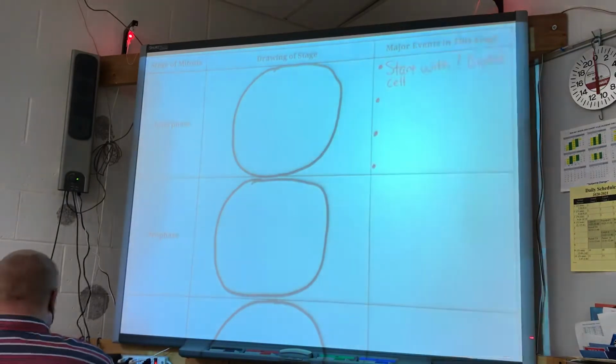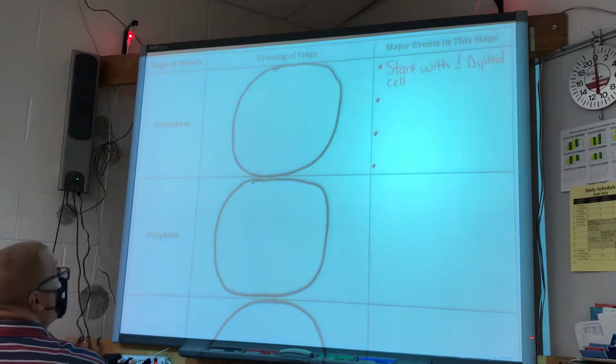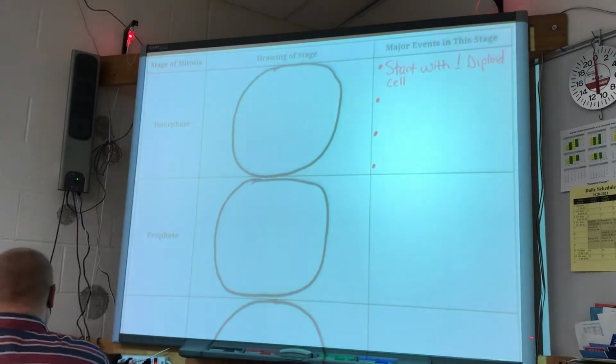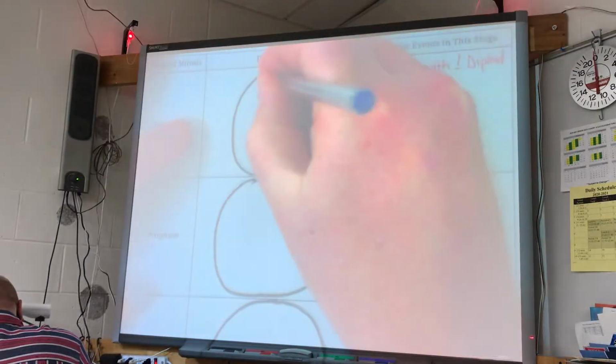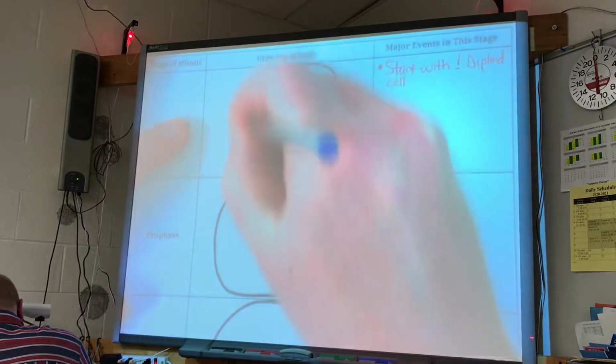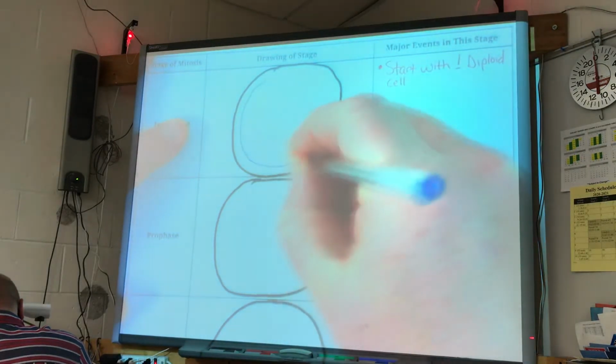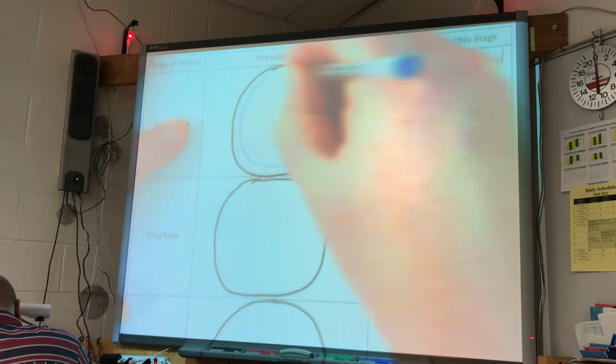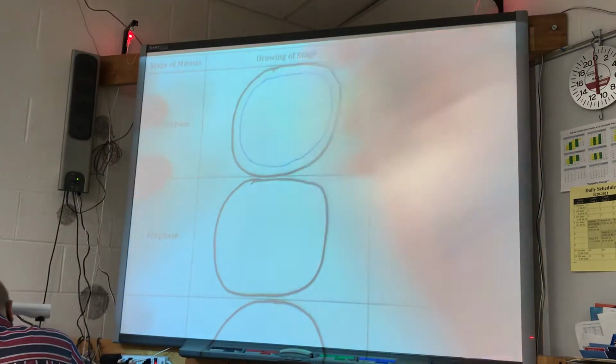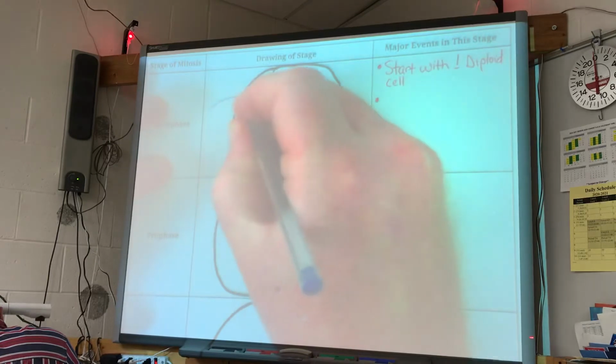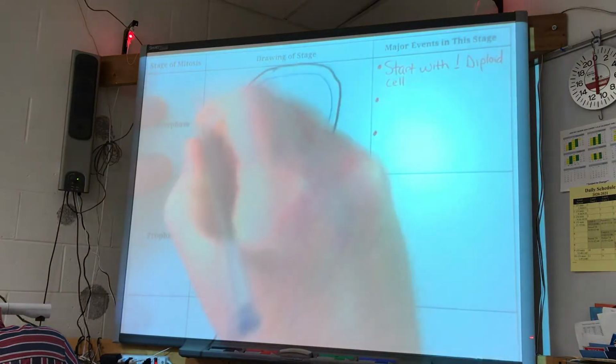Maybe you're going to want to use your pencil or pen for this. If you want to use a color, that's up to you. Okay? So we're going to start with one diploid cell. Remember, a diploid is a complete set of genetic information, a complete copy of both chromosomes for mom and dad.